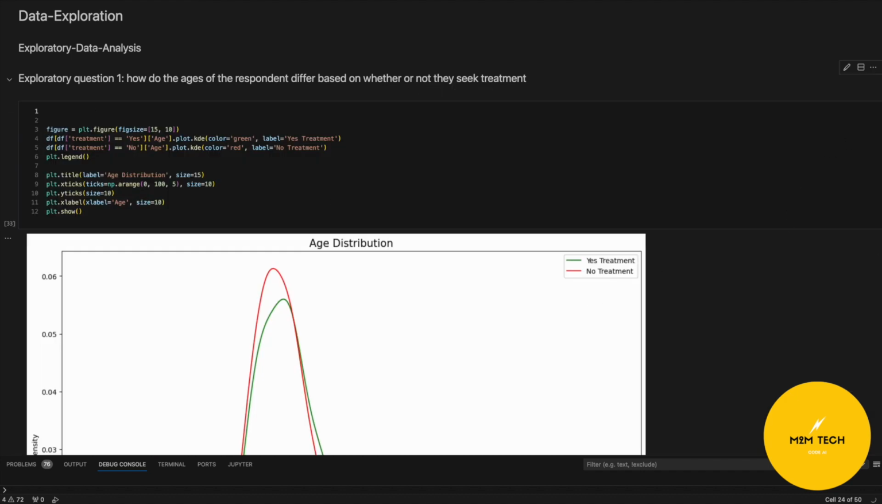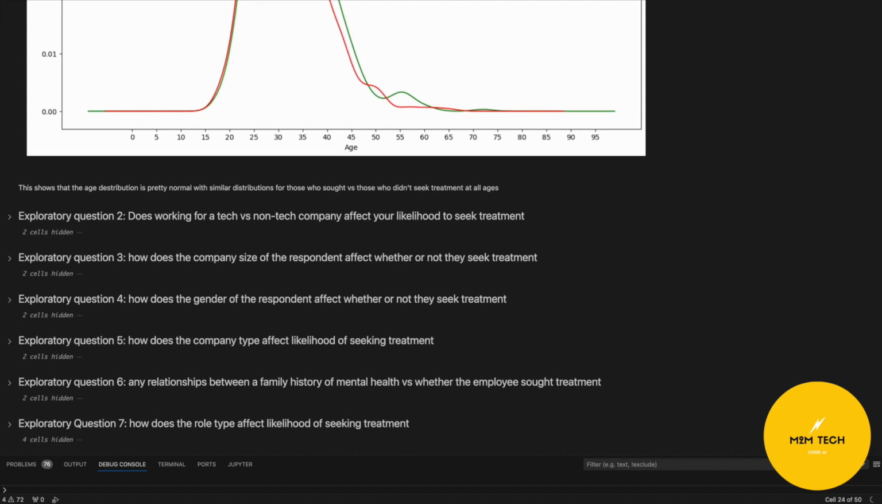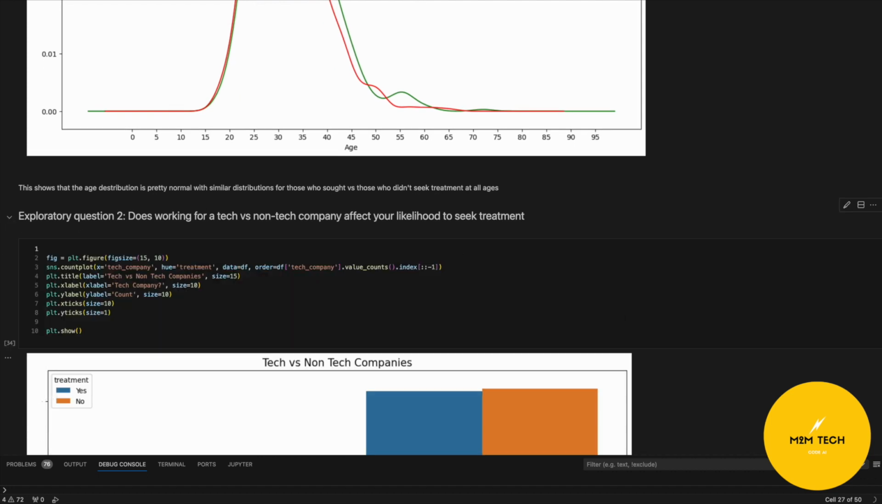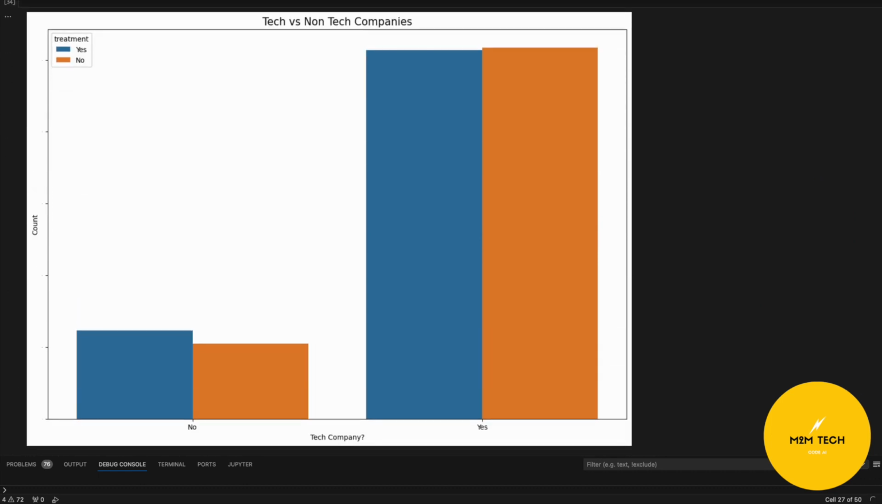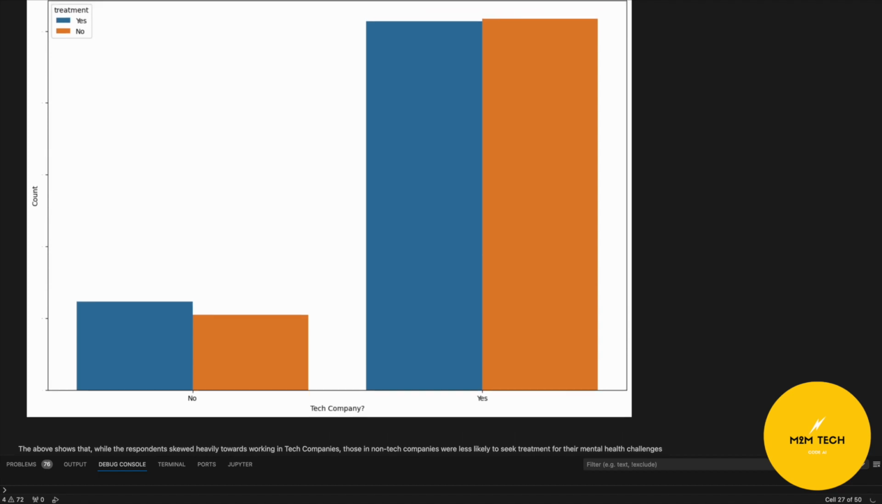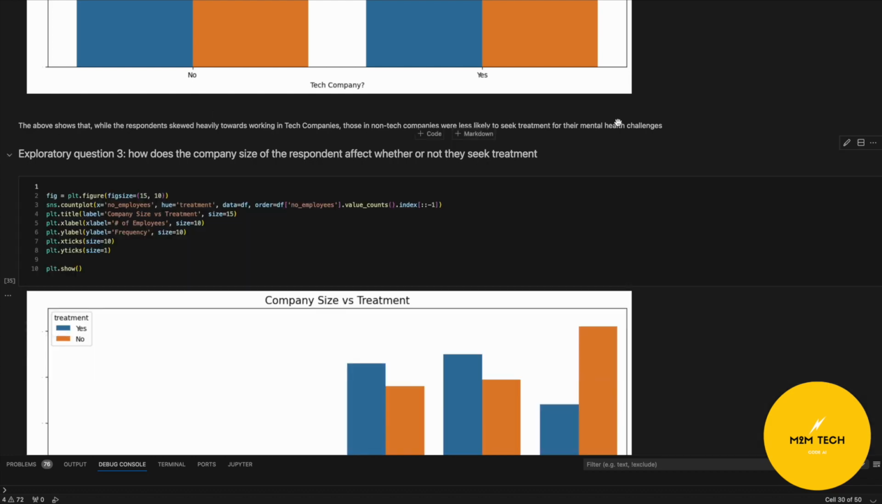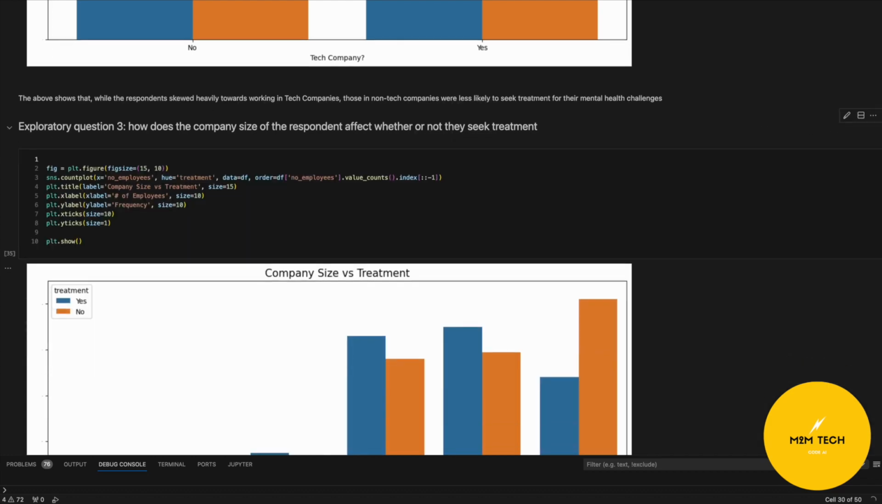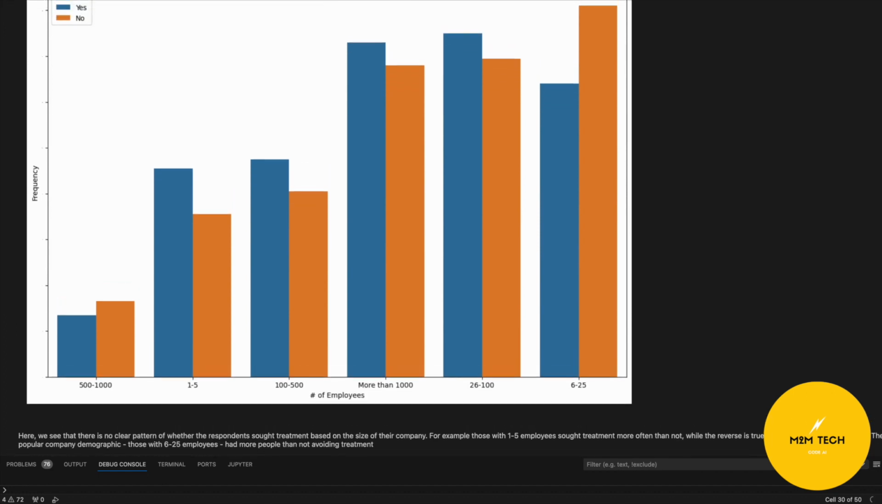Looking at the age distribution, the first question was, how do the ages of the respondents differ based on whether or not they seek treatment? It's about the same, similar distributions. How does working for a tech company versus a non-tech company affect your likelihood to seek treatment? Most of the respondents did work for tech companies, but those in non-tech companies were less likely to seek treatment. The next question is, how does the company size of the respondent affect whether or not they seek treatment? Now, there's no clear pattern.